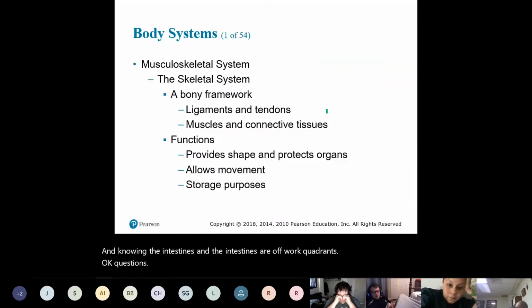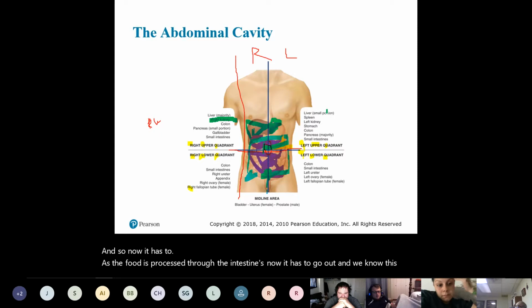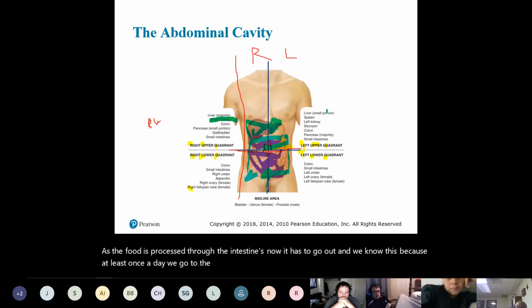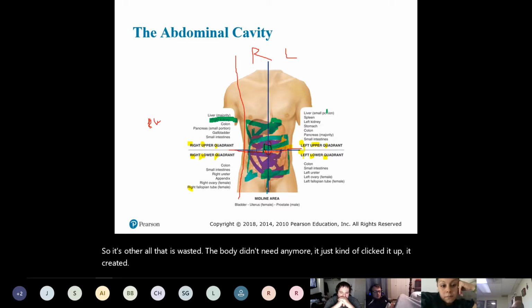Can you explain why the colon is in all four quadrants? Because it starts off at the end of the small intestine. And so now, as the food is processed through the intestines, it has to go out. And we know this because at least once a day we go to the bathroom and go number two. So all that is waste. The body didn't need any more of it. It just kind of clumped it up, and it eventually hardens up and becomes stool. And so we have to get rid of that.